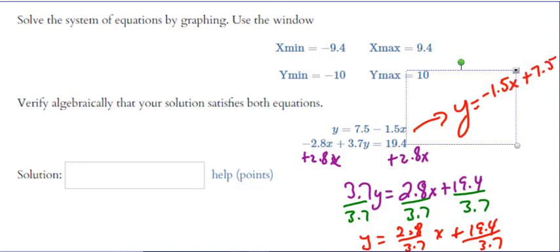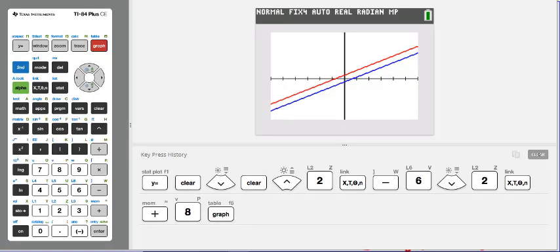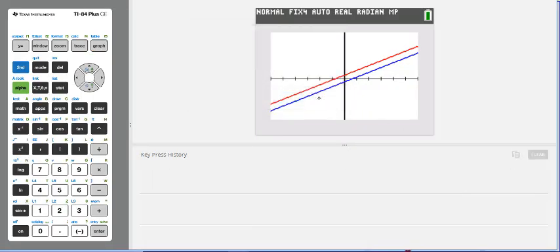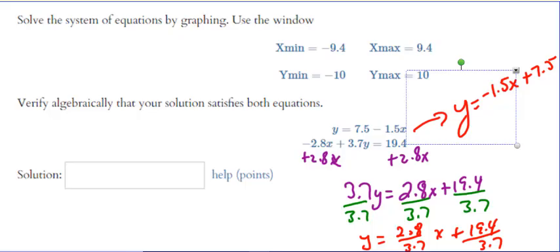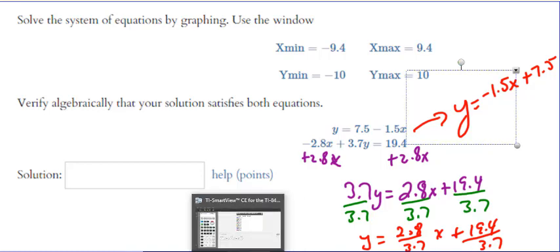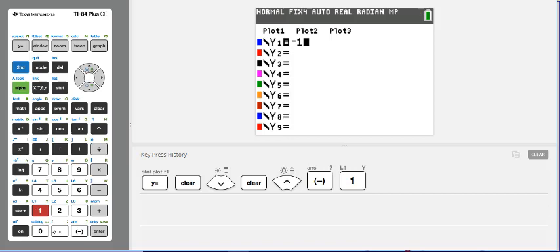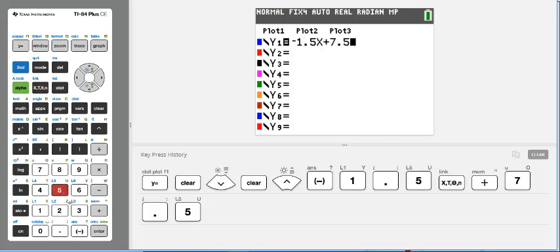We're going to go to our calculator. We're going to clear our key press history. We're going to go y equals. We're going to clear out anything that's in there. Go back and grab our first equation, negative 1.5x plus 7.5. So negative 1.5x plus 7.5. Okay, so that goes in the first one.